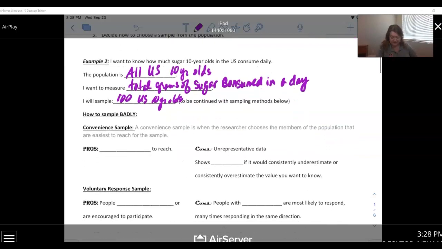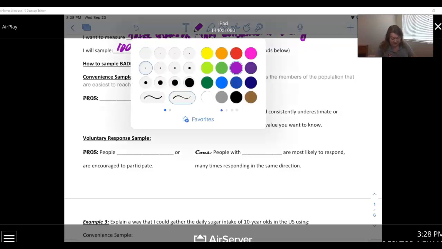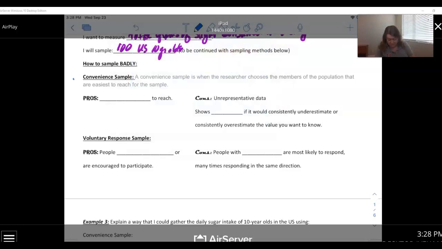So one of the ways to sample badly is to just do a convenience sample, which is exactly what it sounds like. I just take some 10-year-olds that are nearby and ask them, and they're just the most available ones, right? So what are the pros of a convenience sample? The pros of a convenience sample is the individuals are easy to reach.